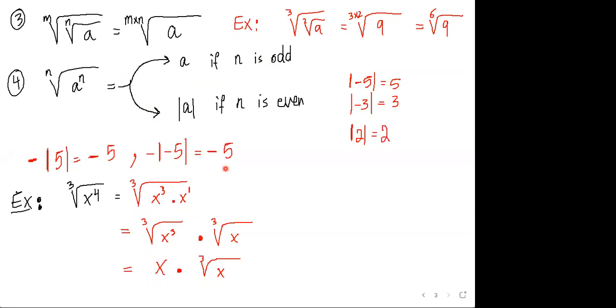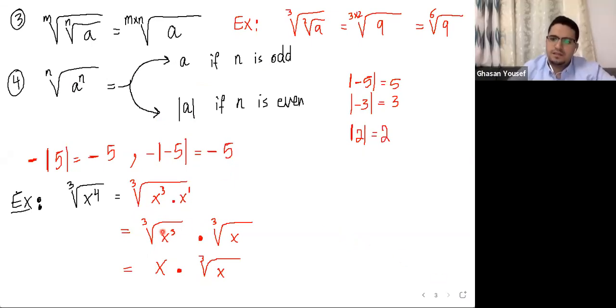Can you give us an example, like if n is even? Okay. Is this clear for the other students? Yes. Okay, for the even one, if I have, for example, the fourth root of x to the power 5.